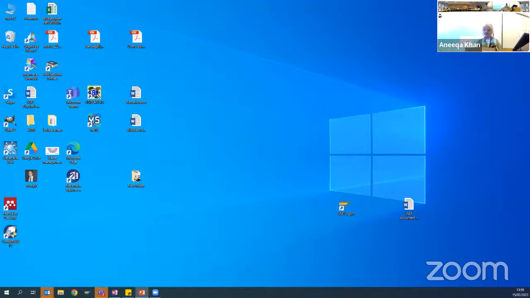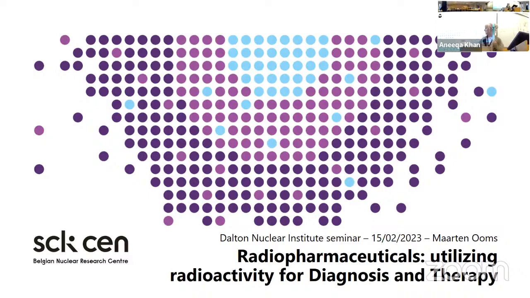Today we have invited Martin Ooms from the Belgian Nuclear Research Centre to talk about the research into radiopharmaceuticals for cancer treatment.